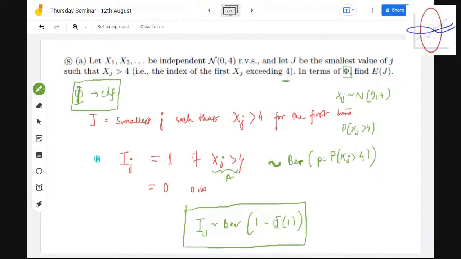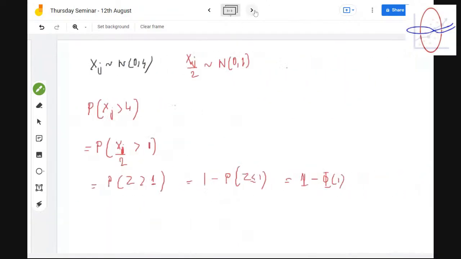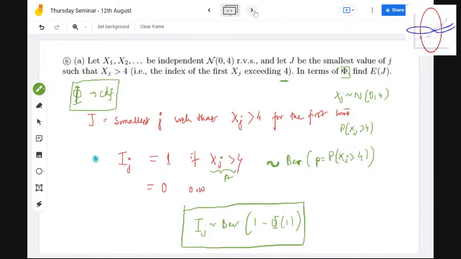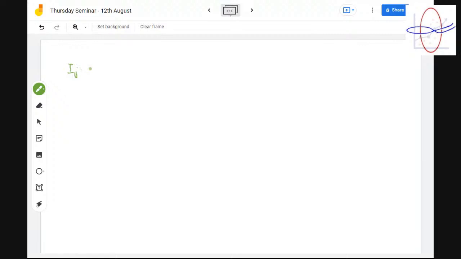So what is capital J? Can you tell me? It's very easy. Capital J follows geometric. Perfect. So it's a Bernoulli process, right? I1, I2, I3 follows a Bernoulli process. What is a Bernoulli process? It's a sequence of IID Bernoulli random variables.